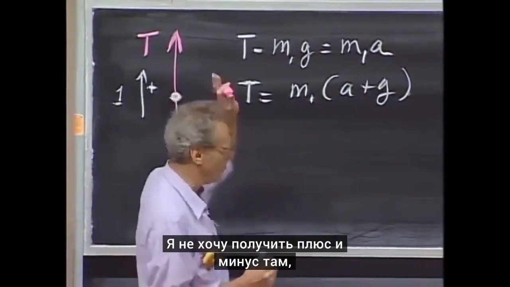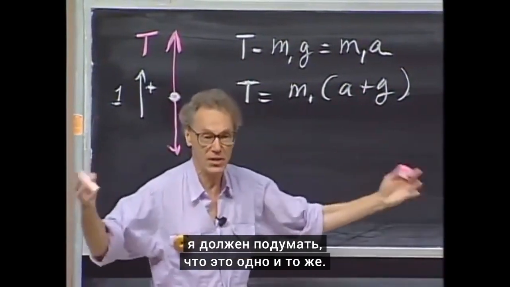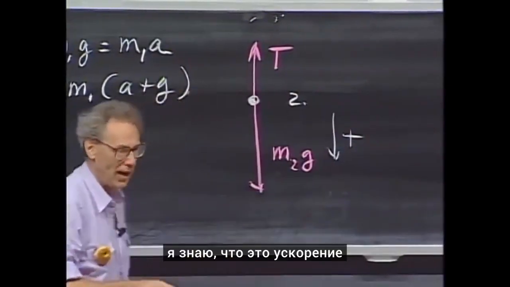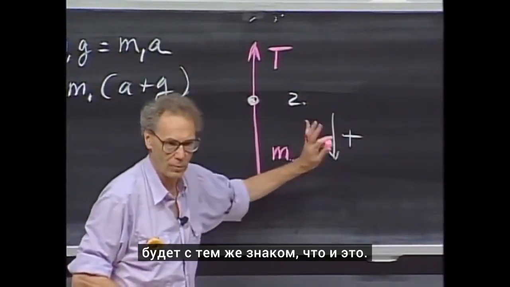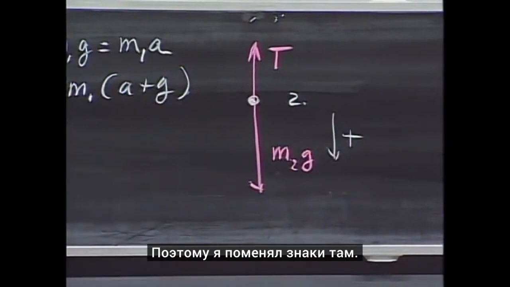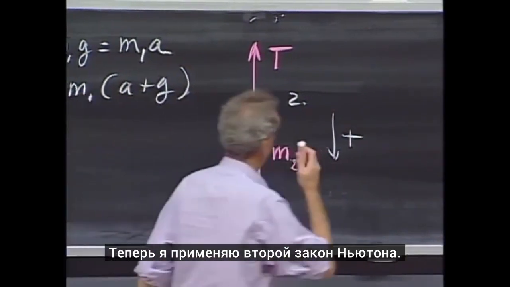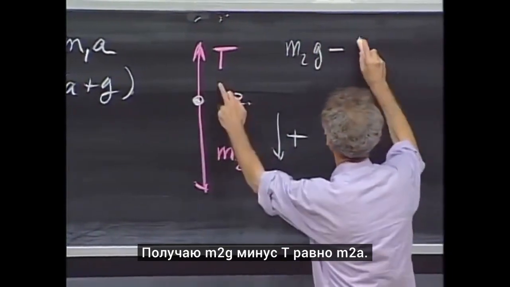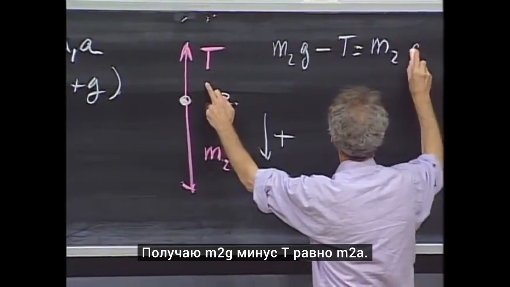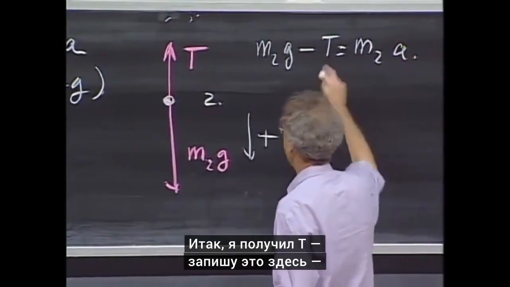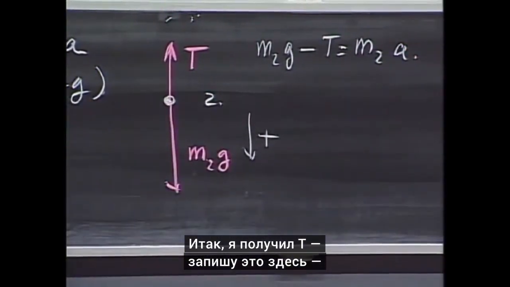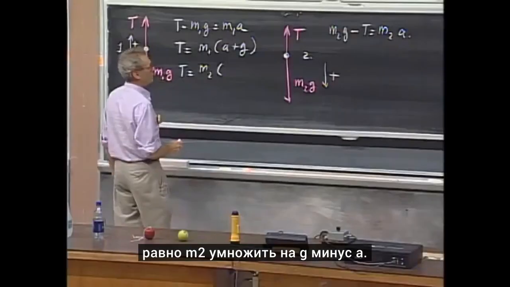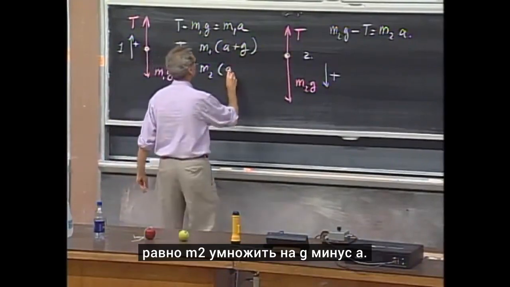I don't want to have a plus and a minus sign there, and have to think that it means the same thing. So the moment that I define this the plus direction, I know that this acceleration will also come out to be the same sign as this one. So I flip the signs there. So now I apply Newton's law. I get m2g minus T equals m2a. And so I get T equals m2 times g minus a.